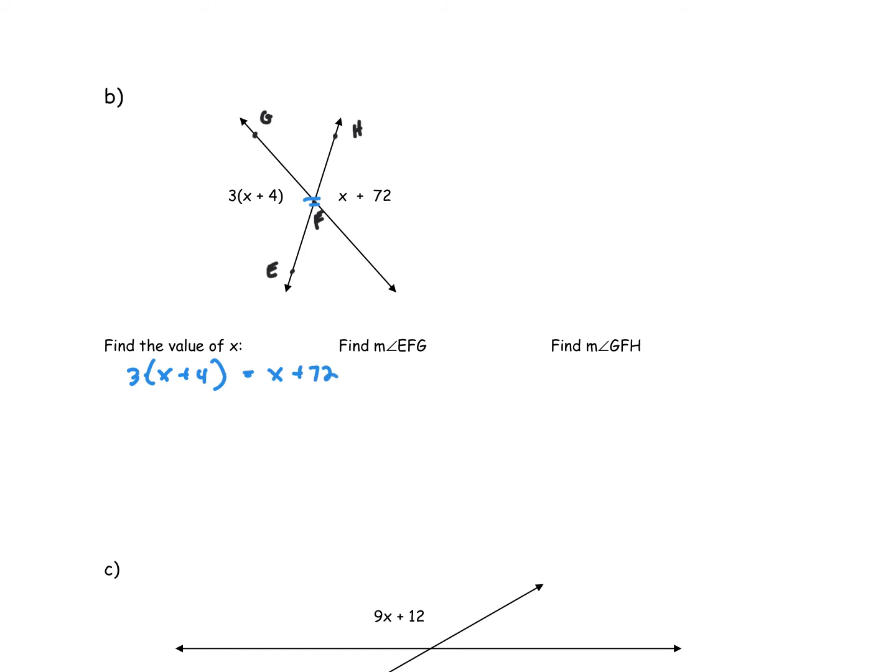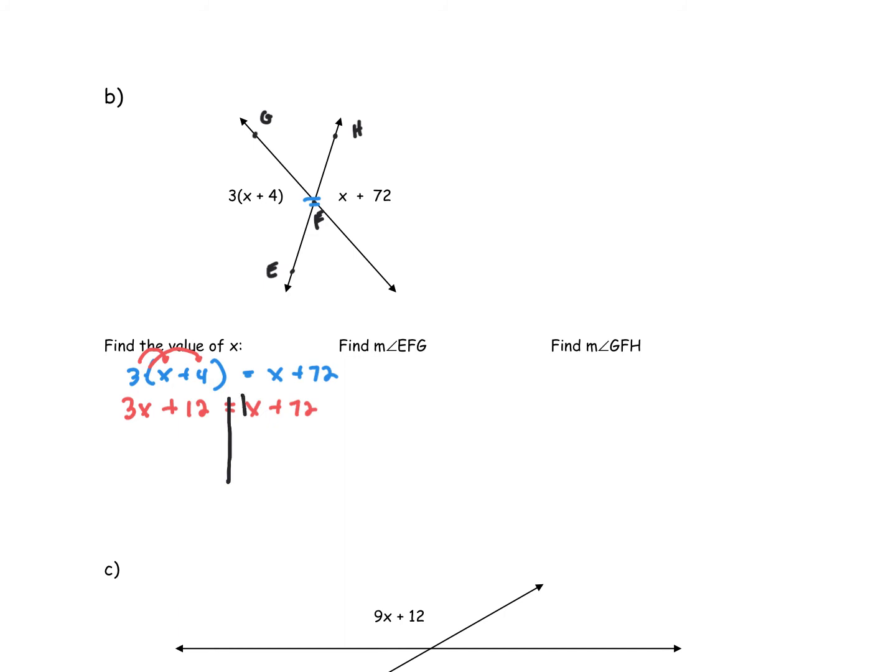So now we need to move forward by first using the distributive property. 3 times x would be 3x. 3 times positive 4 would be positive 12, or plus 12. And on the other side, we don't need to simplify that. So now we have 2 terms that are x terms and 2 terms that are constants, but they're on different sides of the wall, or the equal sign. So we're going to build a wall.